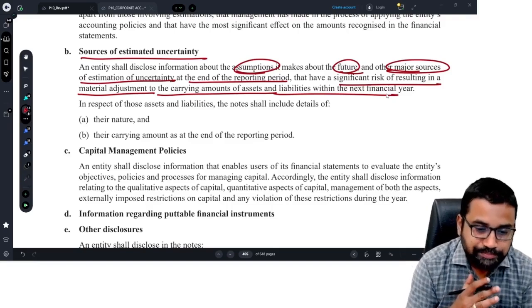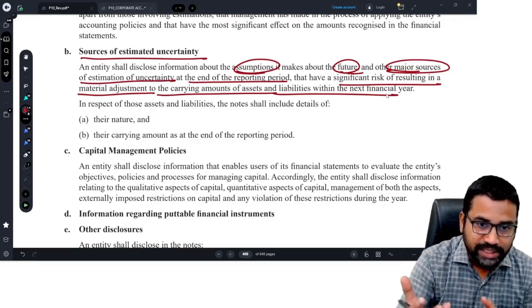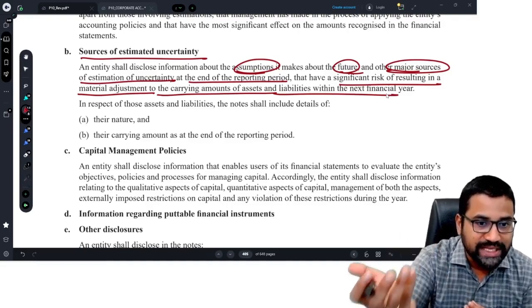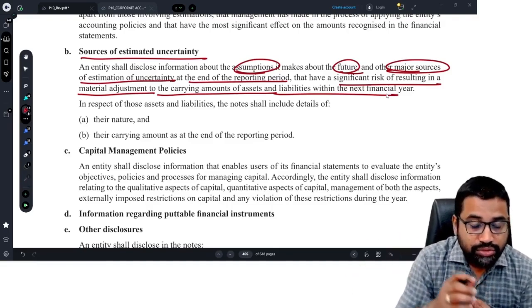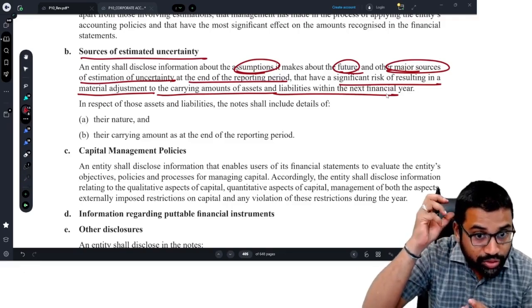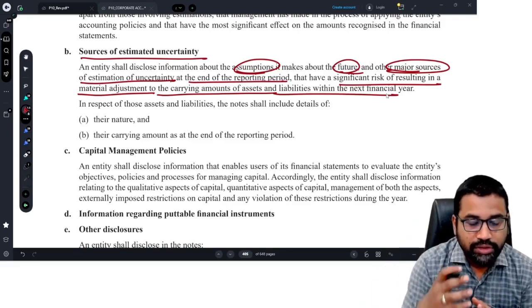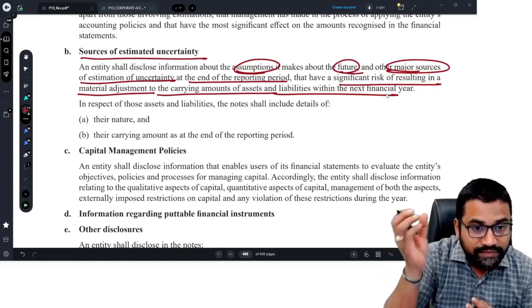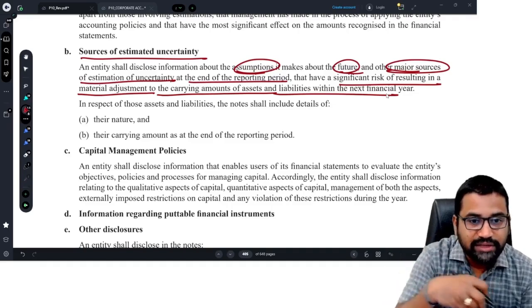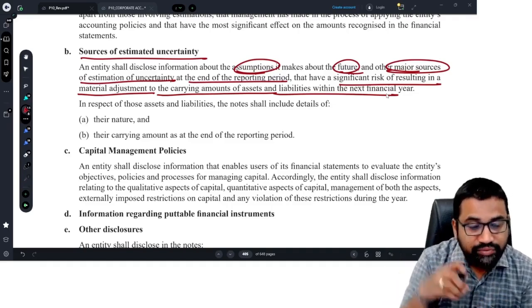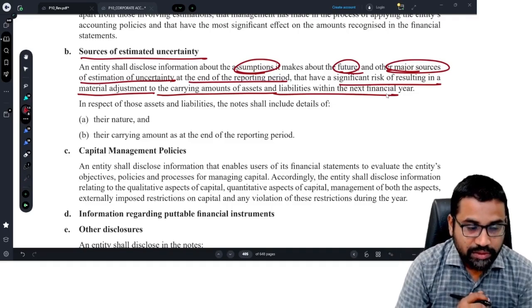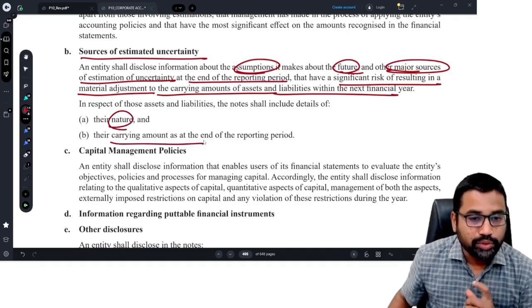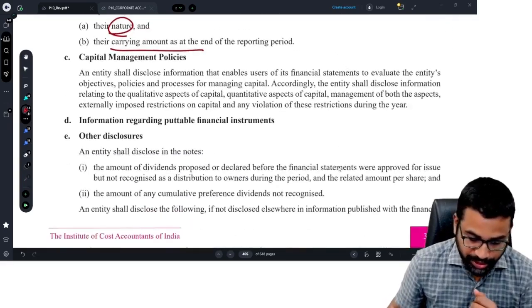Suppose, for example, there is a liability. Now whether a liability will come or not, you don't know, but you are making an estimation, right? Whatever assumption you are making right now, according to that assumption, how much is the liability, and is it affecting the financial statement significantly? Then we need to disclose it. And also we need to disclose the nature and the carrying amount as at the end of the reporting period.